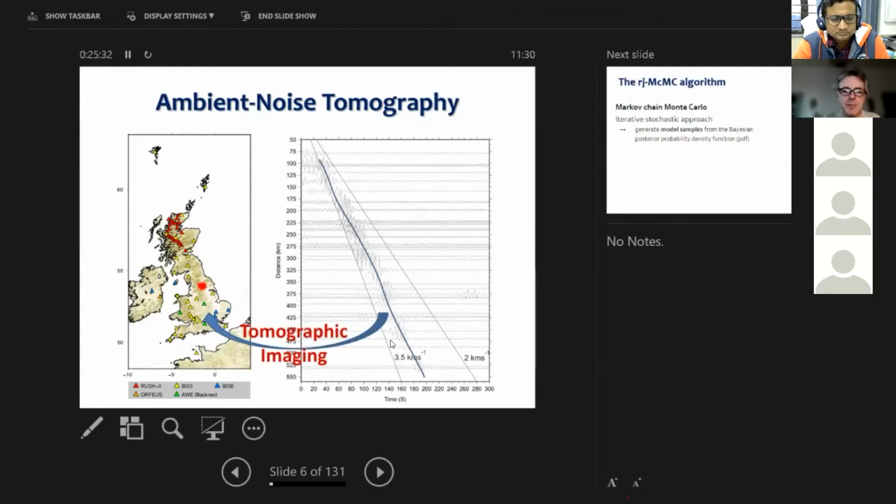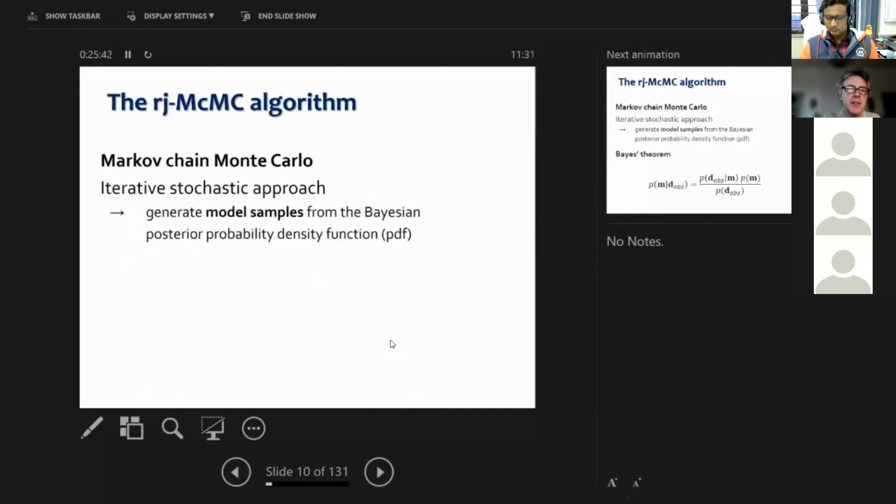So that's the setup. Now let's talk about the first of the inversion methods that are going to do this imaging, and that's going to be a Markov chain Monte Carlo method. So it's called the reversible jump Markov chain Monte Carlo, RJMCMC. The class of methods is the Monte Carlo suite of methods, and these are stochastic or statistical sampling methods. They generate samples from a probability distribution that represents the solution, and let me explain that.